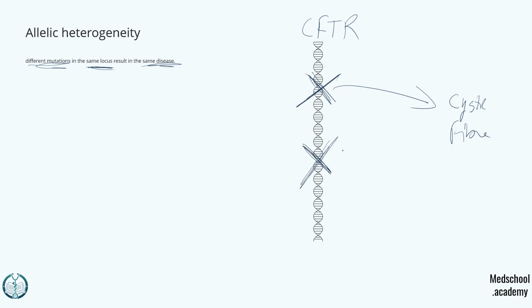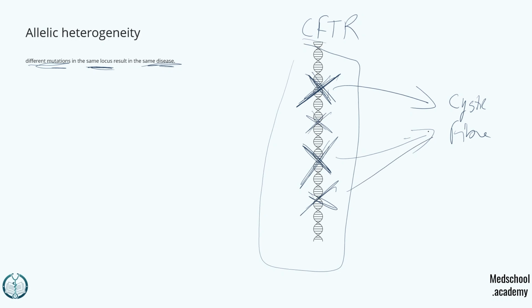And now let's say there's a different mutation in the same locus. There is a different mutation. Guess what? That leads to cystic fibrosis. So this is all a single locus, a single gene. So different mutations in this, whatever mutations occur, it's going to lead to cystic fibrosis, the same disease.